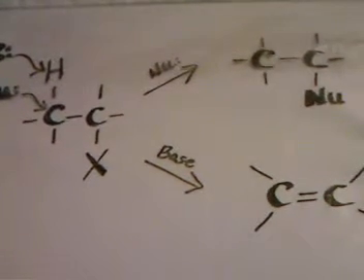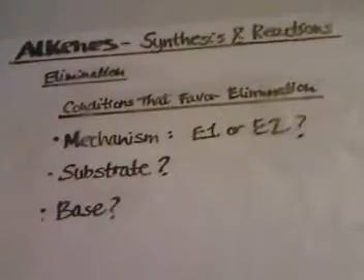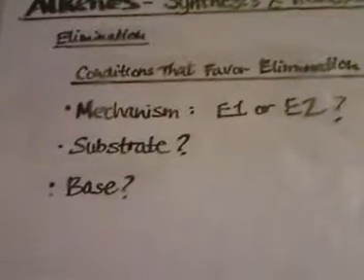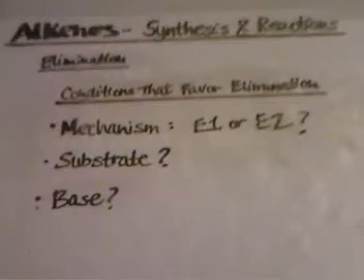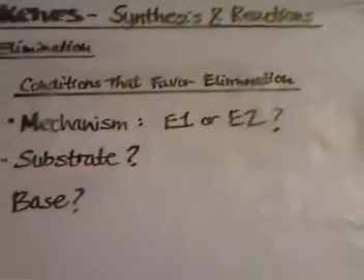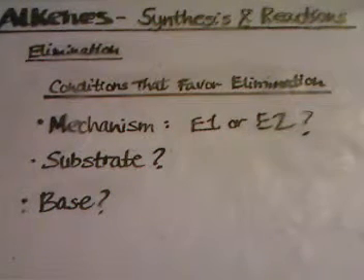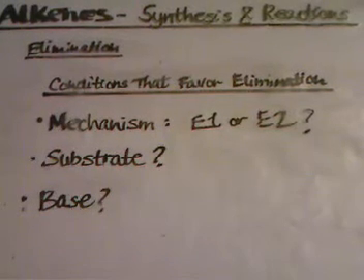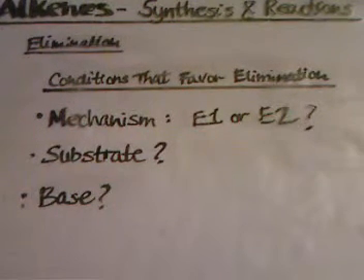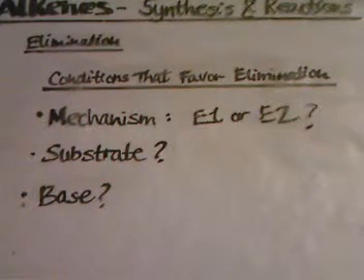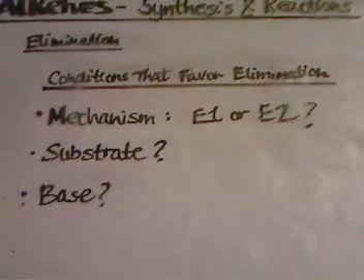So which brings us to the point, previously we have discussed conditions that favor elimination. And here I want to give you a minute to think back to, based on what we have learned so far, what mechanism do you remember is best for elimination, for creating alkenes? E1 or E2? And what substrate? And what base? Let's think about them one by one.